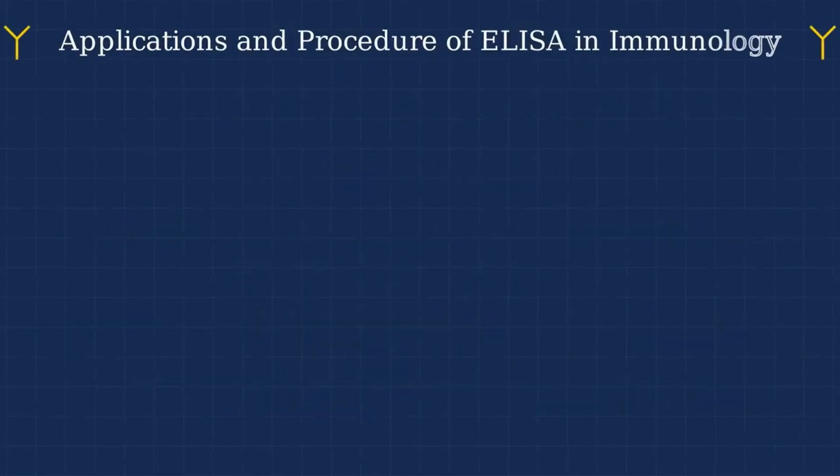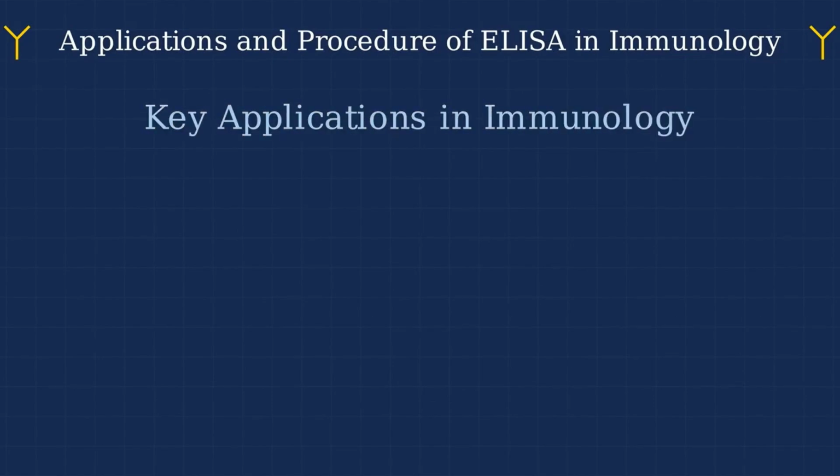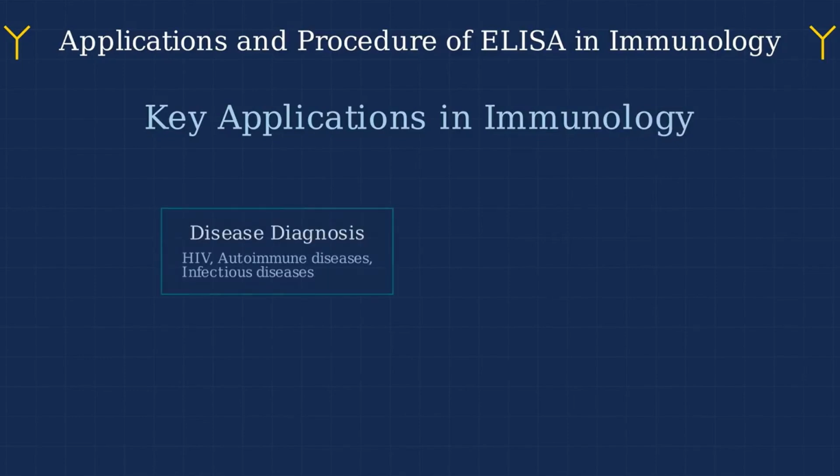Enzyme-Linked Immunosorbent Assay, or ELISA, has several critical applications in immunology. ELISA serves as an essential tool across different areas of immunological research and diagnostics. It's widely used in disease diagnosis, particularly for conditions like HIV, where antibody detection is crucial for identification.